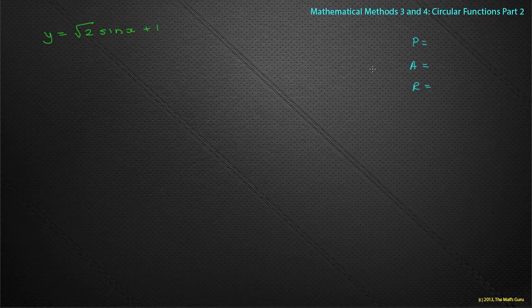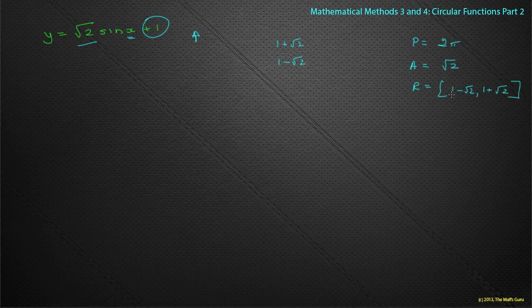So, what does P stand for? P stands for period. What's the period of this graph? Well, there's no number by the x, so the period of this is going to stay as 2 pi. The amplitude, well, the amplitude is changed, so it's going to be root 2. And what is my range going to be? Well, this plus 1 means it's going to move my graph up 1 unit, so I'm going to have the value of 1 plus root 2 as my maximum, and 1 minus root 2 as my minimum. So my range is going to go from 1 minus root 2 to 1 plus root 2 inclusive.